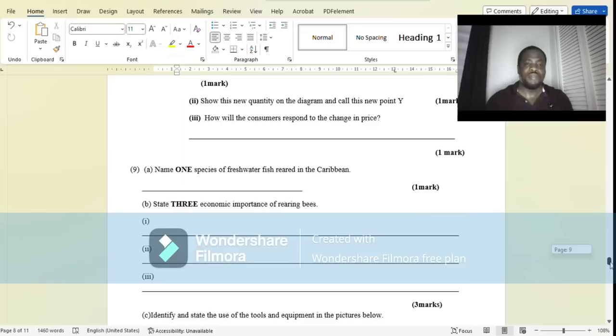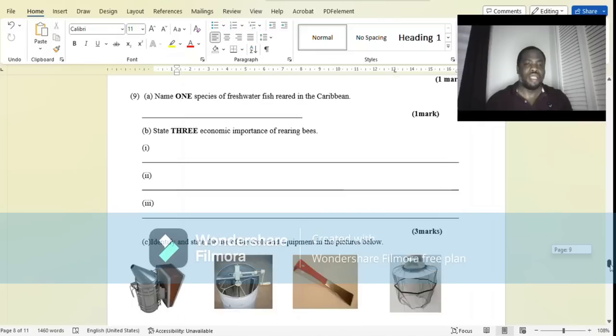The next question speaks about a species of freshwater fish. One of the major species that we use is the tilapia. And basically, you'll get your one mark along that line.